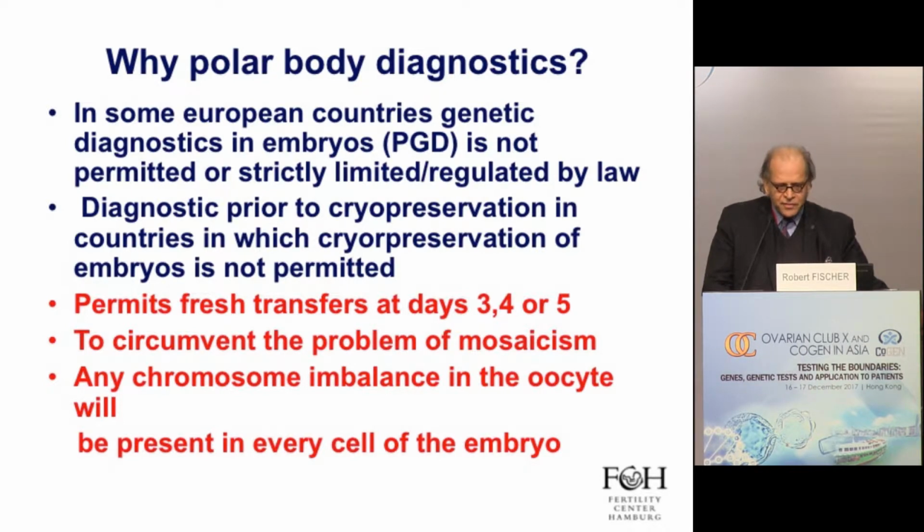It has also some advantages. It permits a fresh embryo transfer on day 3, day 4, or day 5. It circumvents the problem of mosaicism, because there are no mosaics in the polar body. And any chromosomal imbalance in the oocytes will be present in every cell of the embryo later on.